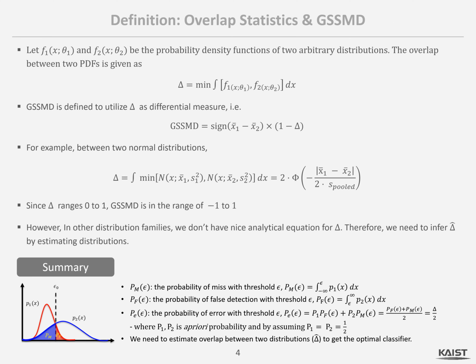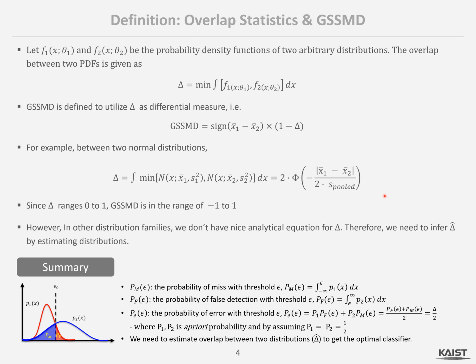In general, the overlap between two distributions is given as the minimum density between the two distributions, as shown in this figure. Once we have delta, we could define GSSMD as 1 minus delta to realize this quantity as a differential measure, as shown here. The sign operator is considered to provide the direction of the overlap. If you have two normal distributions, you can have a nice analytical equation that can provide the exact value of delta. However, in other distribution families, we don't have nice equations for delta, so we need to estimate delta hat.